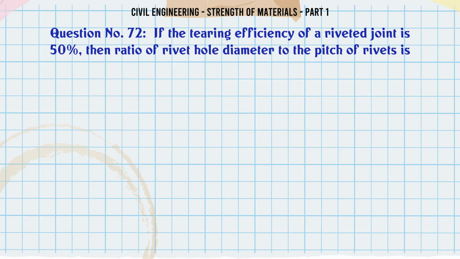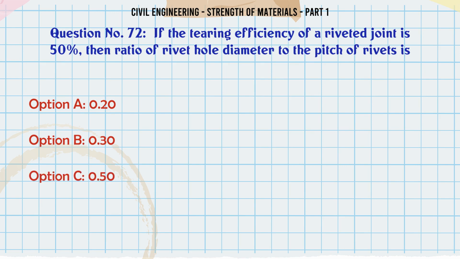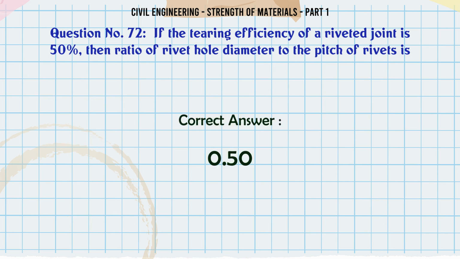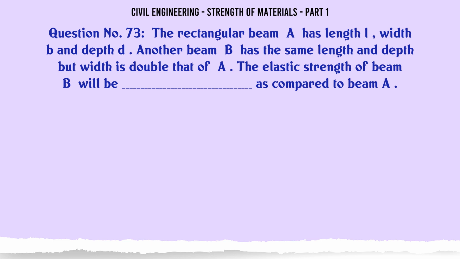If the tearing efficiency of a riveted joint is 50%, then the ratio of rivet hole diameter to the pitch of rivets is: A. 0.20, B. 0.30, C. 0.50, D. 0.60. The correct answer is 0.50.